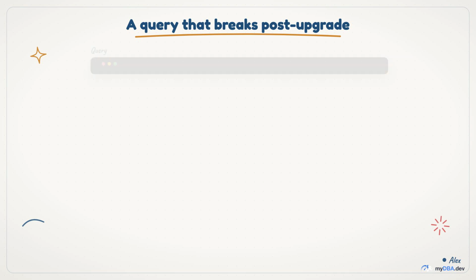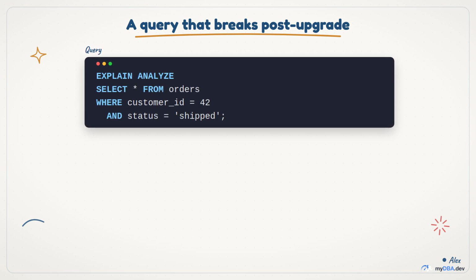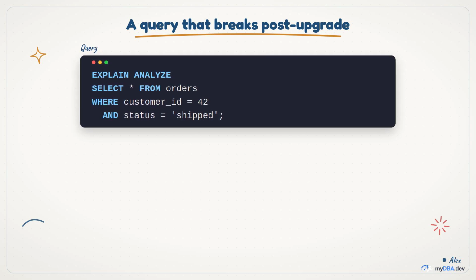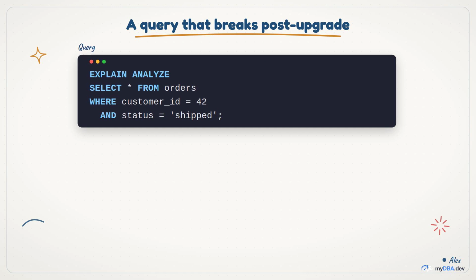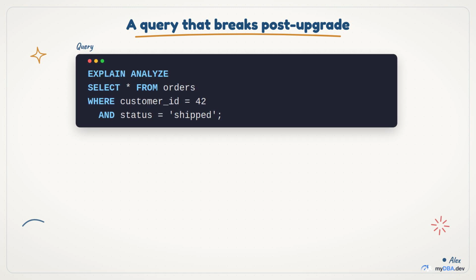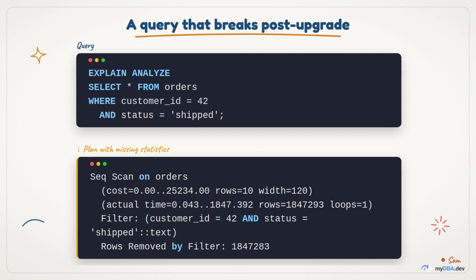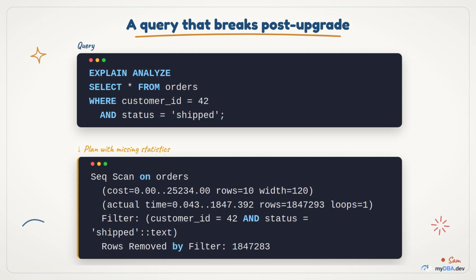This query looks for shipped orders for a customer. Before the upgrade, it used an index and returned in milliseconds. After pg_upgrade, the planner estimates 10 rows and picks a sequential scan. The query scans millions of rows and takes nearly 2 seconds. Outdated or missing statistics can contribute to this by leading to inefficient query plans.